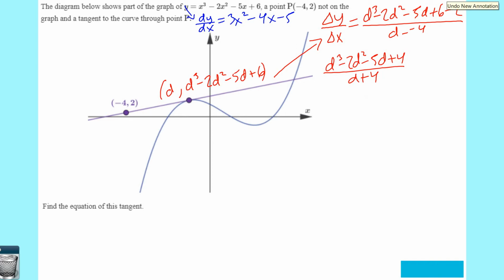Okay, now let's go back. We have this represents our slope, and this also represents our slope. So if I were to plug in d into that equation, that would tell me my slope at that particular value, which would be 3d squared minus 4d minus 5.